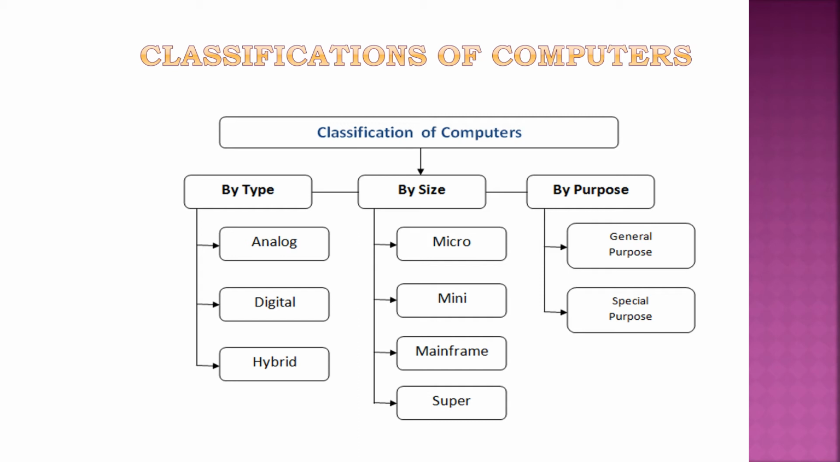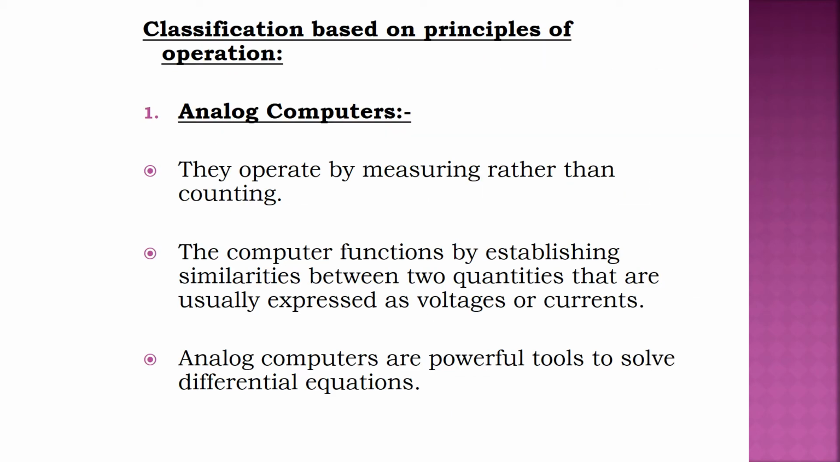First we'll go to the by type computers, that is analog, digital and hybrid computers. Now we will see the classification based on principles of operation. Under principles of operation, the first computer we are going to see is the analog computer.